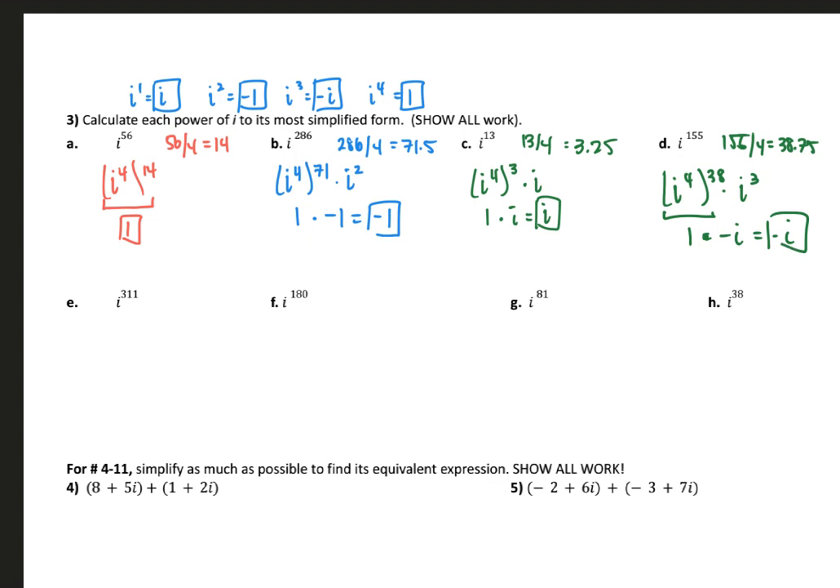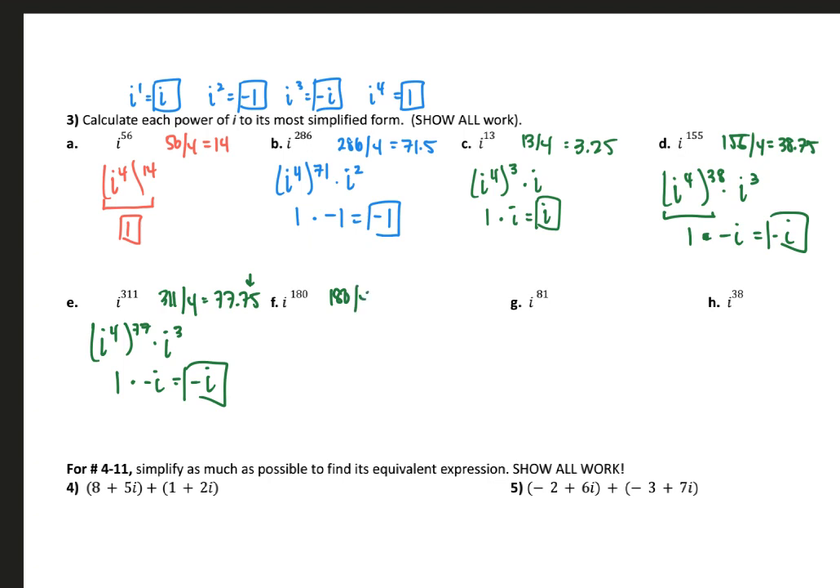All right, the next one, we're going to do 311 divided by 4, which is 77.75. So we can rewrite this as i to the fourth to the 77th power. But remember, we can look at this as our remainder, so we need 3 more i's to get to 311. So this is going to be 1 times negative i, which is going to be negative i.